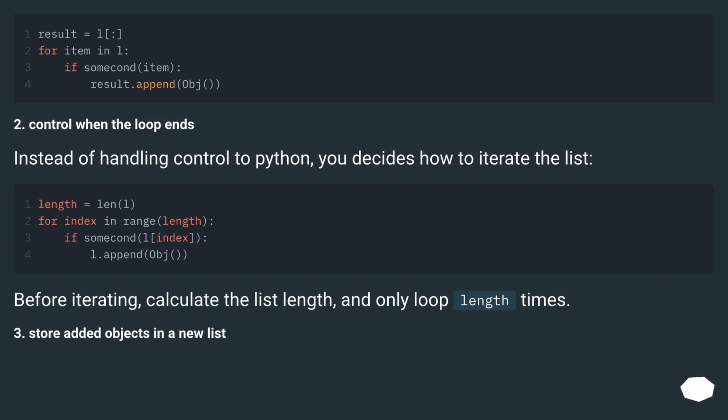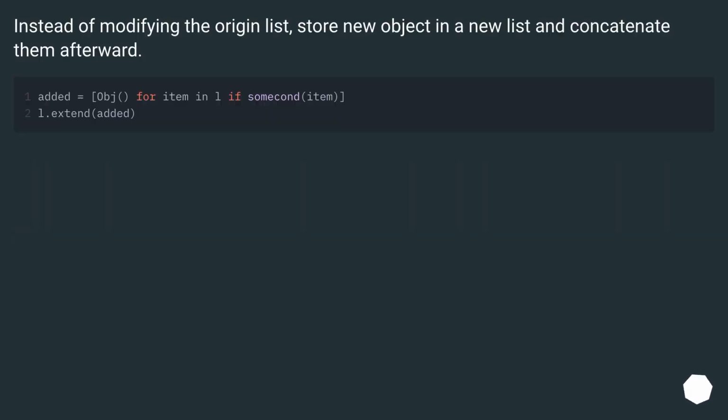3. Store added objects in a new list. Instead of modifying the origin list, store new objects in a new list and concatenate them afterward.